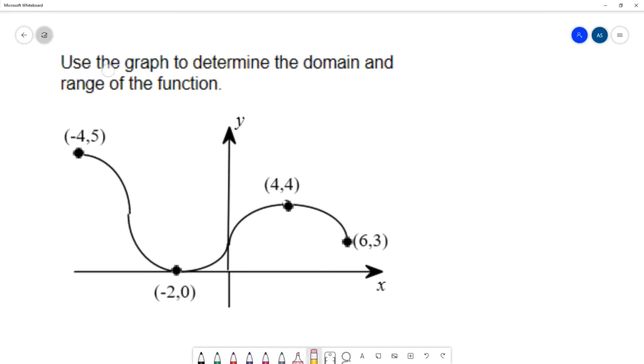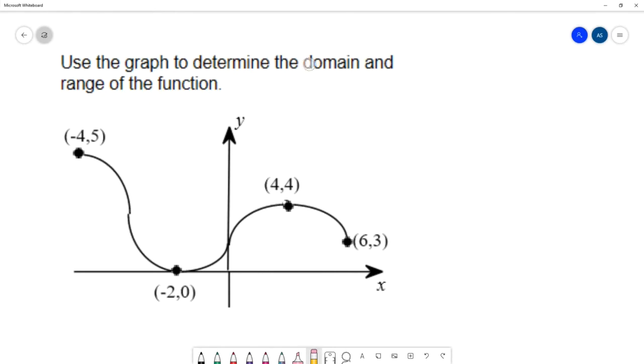In this example, we want to use the graph to determine the domain and range of the function. And we're given this picture of the graph. One of the very common mistakes that people make on this type of question is they will only pay attention to these points that are labeled here.